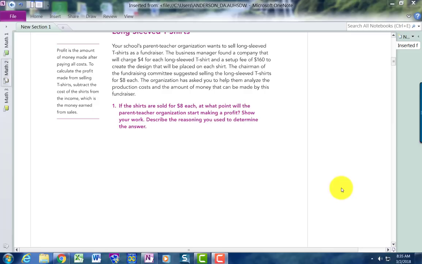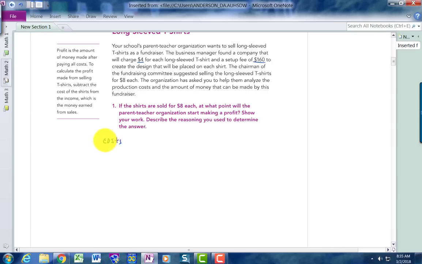All right, so this is on module 3, page 48. We're going to start with this first section here, the getting started, because it has some information that we need. Okay, so a parent-teacher organization wants to sell long-sleeve t-shirts as a fundraiser. The business manager found a company that will charge $4 for each long-sleeve t-shirt and then a setup fee of $160. So that's how much their costs are.